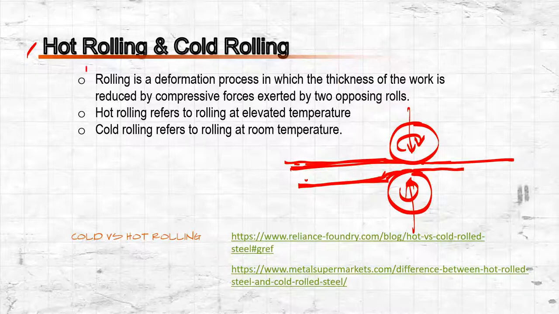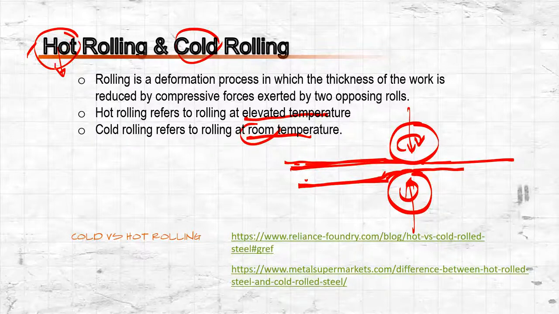Okay, the term hot rolling is simply a rolling operation that's done at elevated temperature, and the term cold rolling simply means a rolling process performed at room temperature. It doesn't necessarily mean that the temperature should be at some freezing temperature. Even if it's just at room temperature, around 30 degrees or so, that's a cold rolling process.